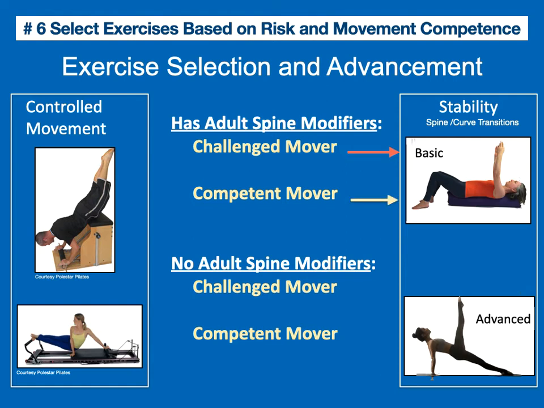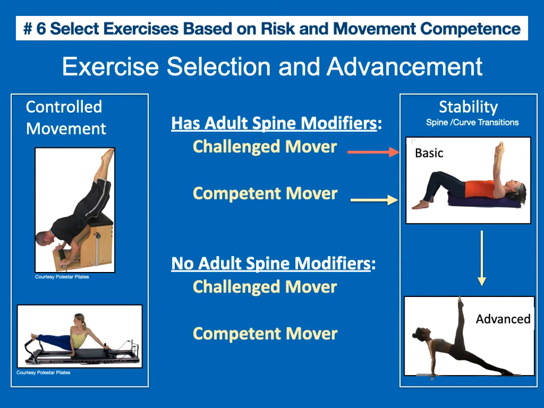If you have adult spine modifiers but you are a competent mover, then choose exercises that prioritize basic spine and curve stability, and you may quickly progress to advanced stability exercises. Your exercise selection should continue to prioritize spine and curve stability due to your risk factors, which increase the difficulty of stabilizing hypermobile transition areas of your curves.